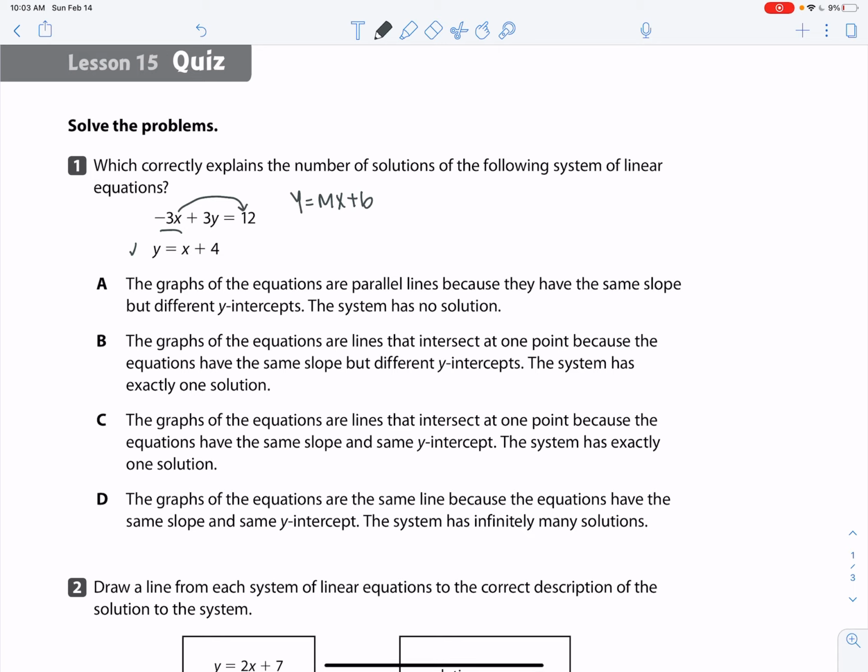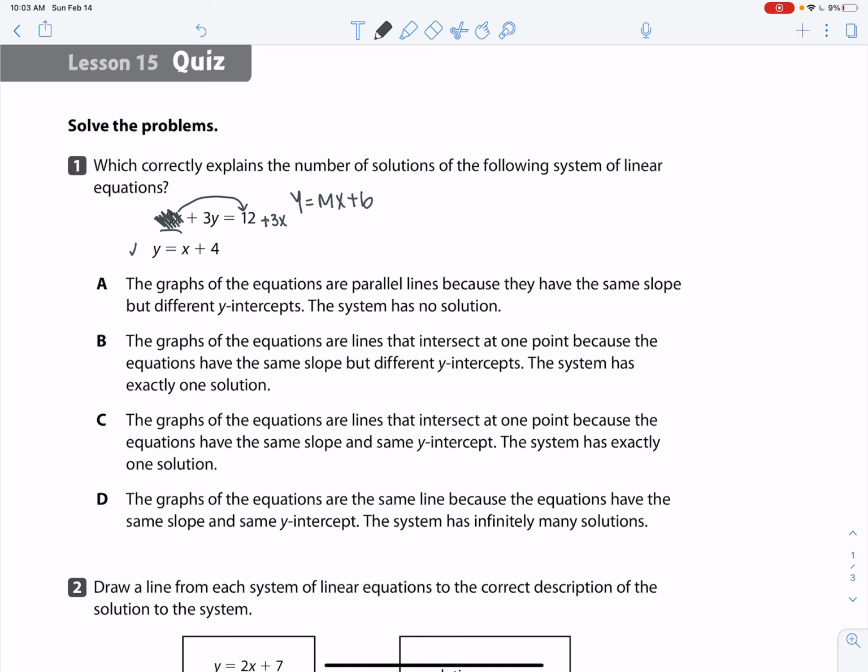And when you want to move a variable term or any term to the other side of the equal sign, you just drop it from the side that it was already on, and you add the opposite to the other side. So we'll add a positive 3x to the other side. So now we've got 3y equals 12 plus 3x.